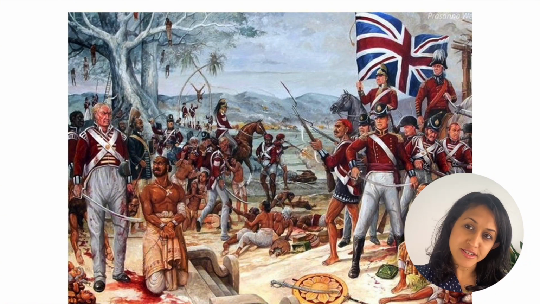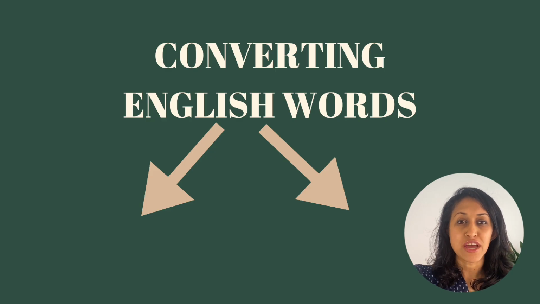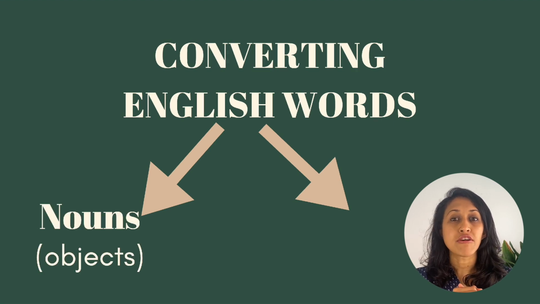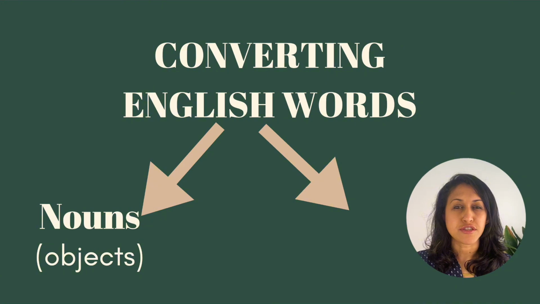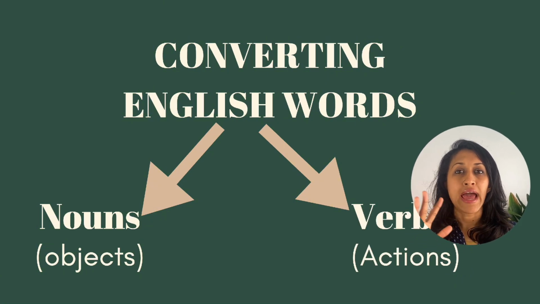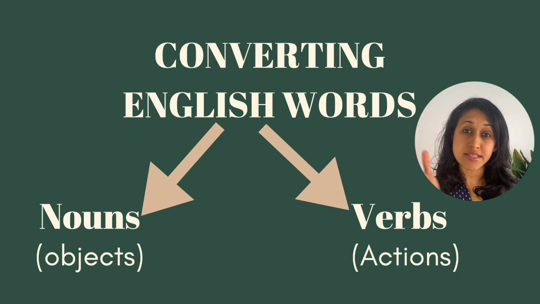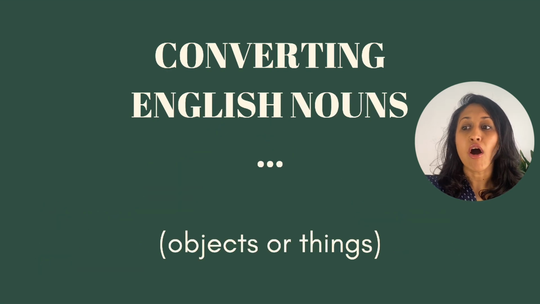So now let's look at how to use English words in Sinhala. There are 2 main categories. We look at English words that are objects, so nouns, and then we look at English words which are actions, so verbs, and we look at how that is used in Sinhala. Let's first look at the nouns, objects or things, and how that's used.